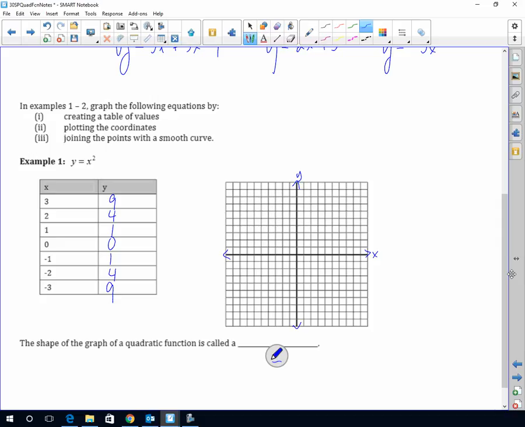So 3, 9. 1, 2, 3, 1, 2, 3, 4, 5, 6, 7, 8, 9. 2, 4. 1, 2, 1, 2, 3, 4. 1, 1. 0, 0. Negative 1, 1. 2, 4. 3, 9. How did I do the left side so fast plotting?